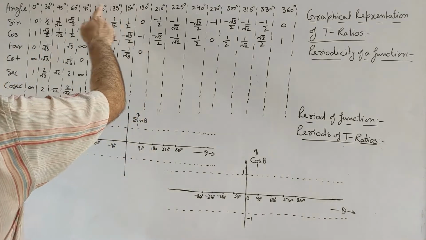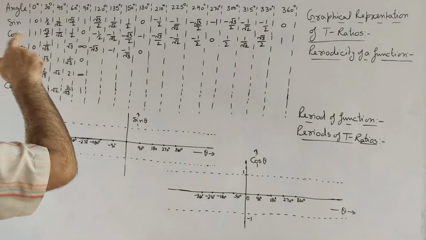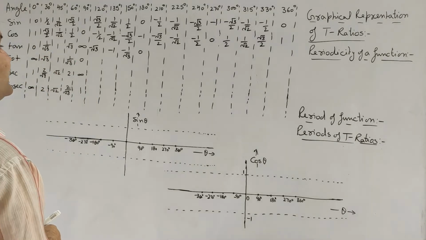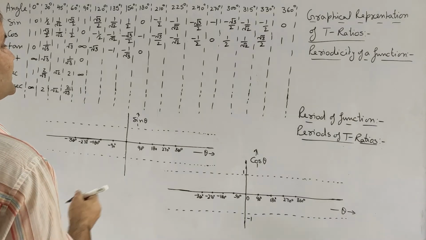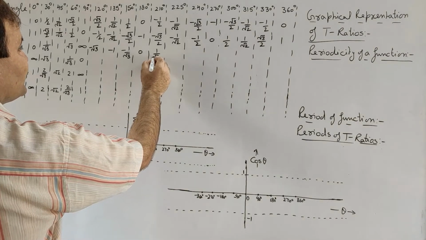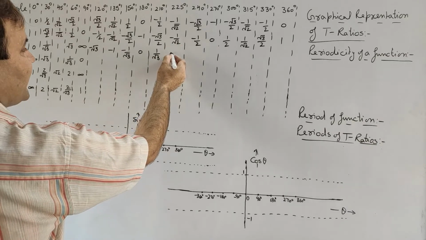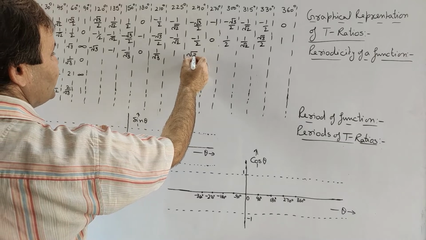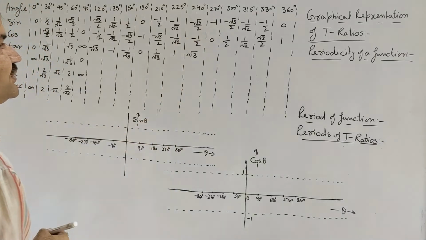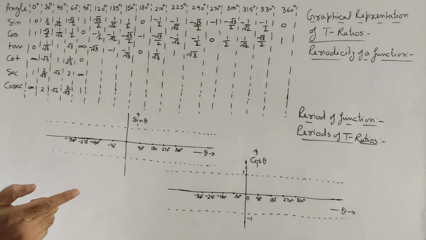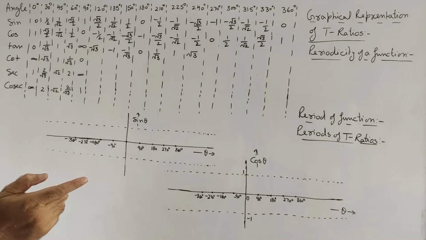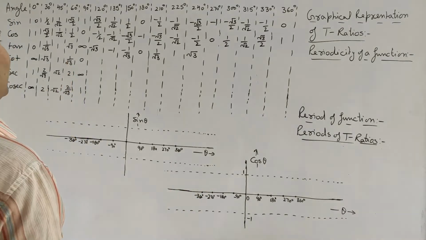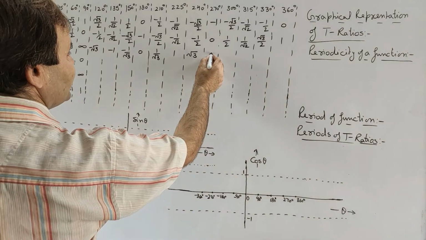Now 210 degree, 180 plus 30, and tan 180 plus 30 means tan 30, because in third quadrant tan will be positive, and tan 30 means 1 by root 3. Then tan 45, that is 1. Then tan 60, that is root 3. And tan 270, tan 180 plus 90, and that is tan 90, and tan 90 is undefined, so it will be undefined.